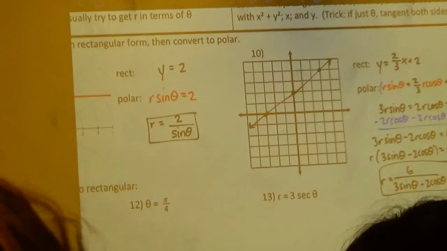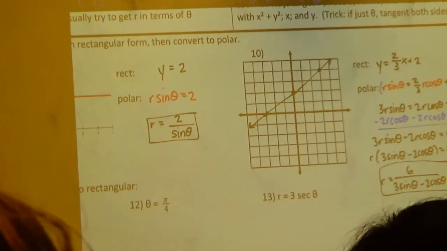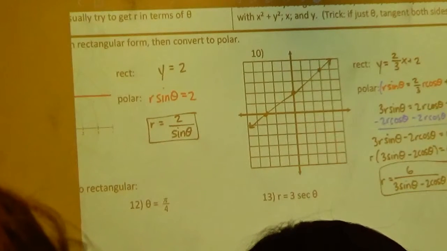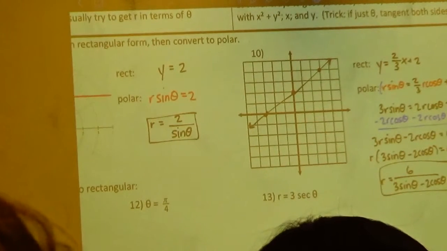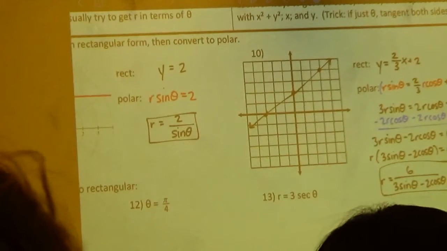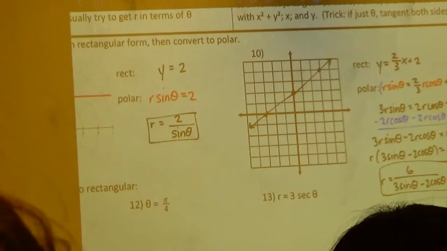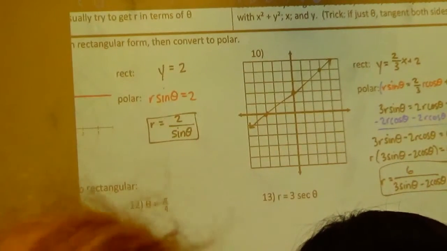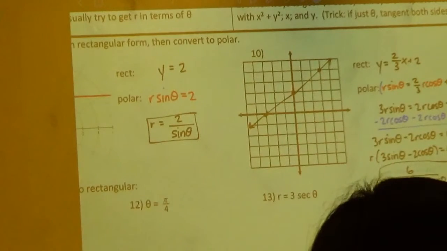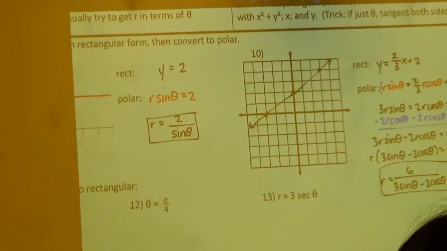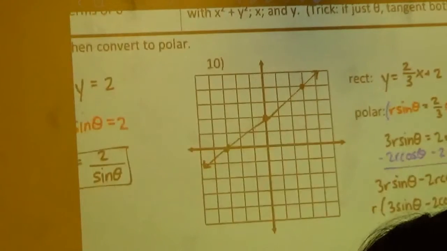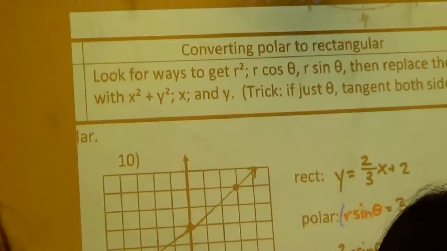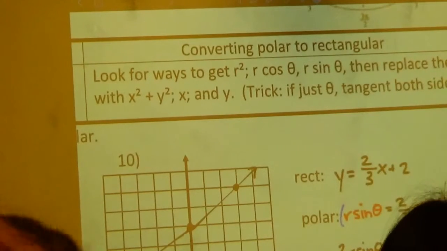Numbers 9 and 10, going from rectangular to polar. All you're doing is substituting r sine theta for y, r cosine theta for x, and solving for r. Wait, we already did that, didn't we? Correct. I was just repeating what we did. For the other direction, it's a little tricky. I need you to cooperate.